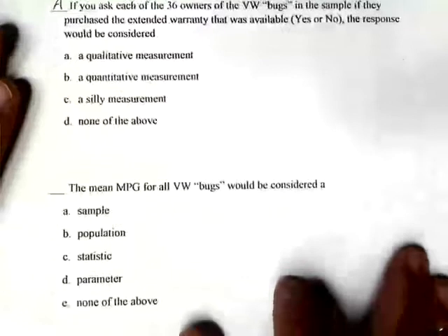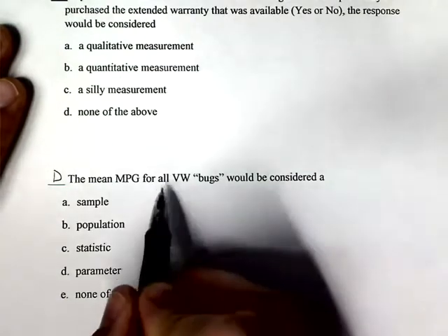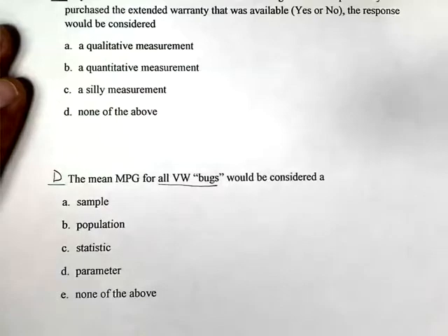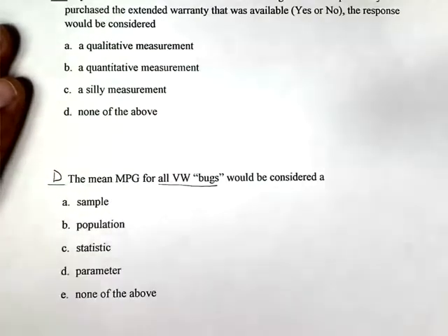Okay, the mean miles per gallon for all bugs will be considered the parameter. So again, the parameter is the numerical characteristic that describes the population. All VW bugs is the population. The mean miles per gallon for all these cars describes it. It gives us some sense of what the fuel efficiency is for this particular type of car.